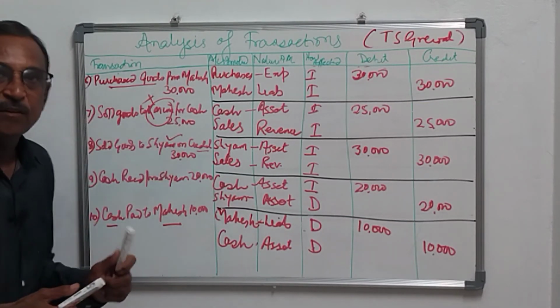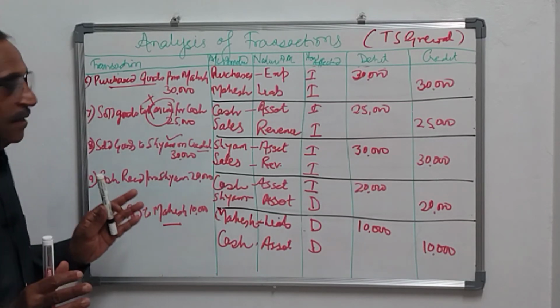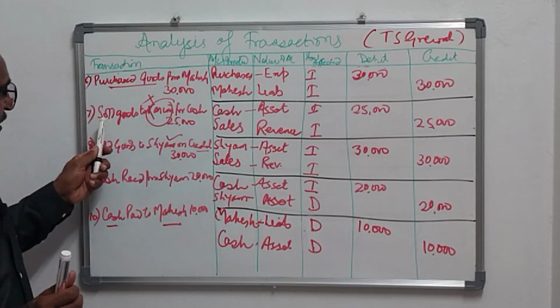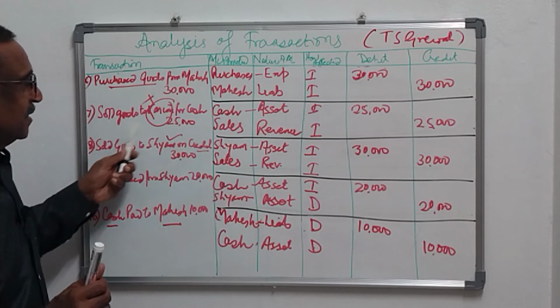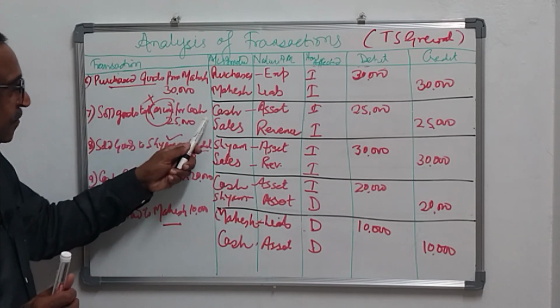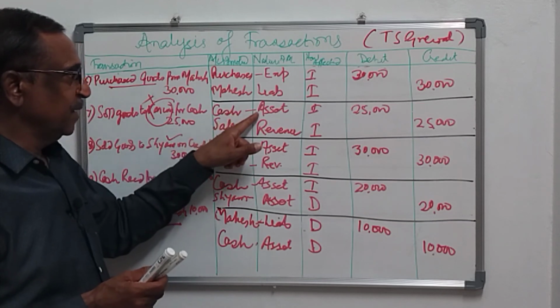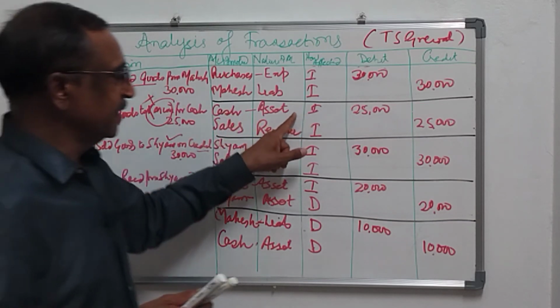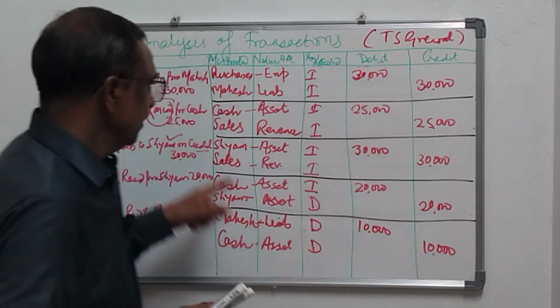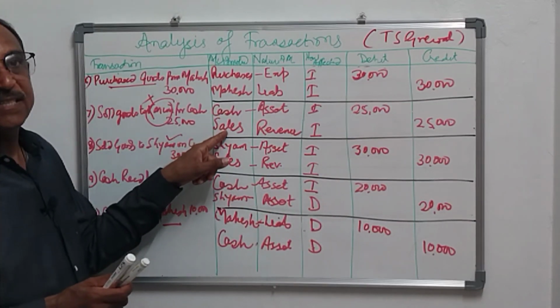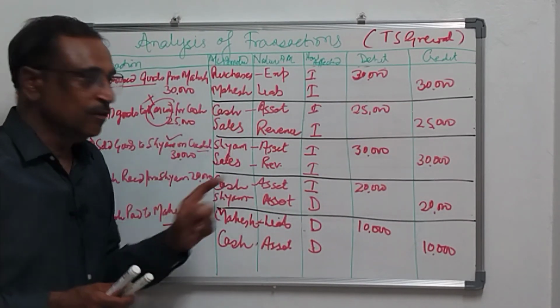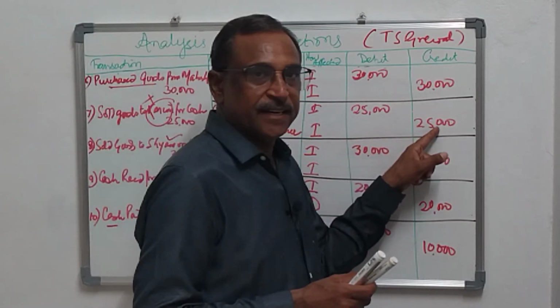Next is sold goods to Karim for cash 25,000. As we can see, cash is involved. There is no credit part. So we are concerned with sold goods, that is sales and cash. So when you sell goods, you get cash. Cash being asset is increasing, and increase in asset is debited. Why you are getting cash? Because sales has taken place, and sales is your revenue. Increase in revenue is credited.